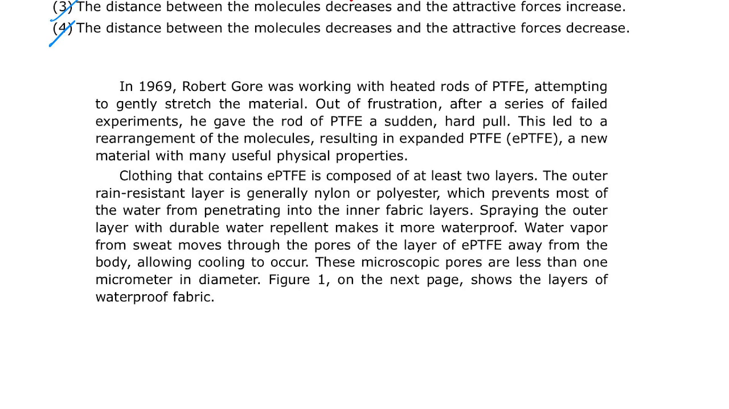The outer rain-resistant layer is generally nylon or polyester, which prevents most of the water from penetrating into the inner fabric layers. Spraying the outer layer with durable water repellent makes it more waterproof. Water vapor from sweat moves through the pores of the layer of ePTFE away from the body, allowing cooling to occur. These microscopic pores are less than 1 micrometer in diameter. Figure 1 on the next page shows the layers of the waterproof fabric.